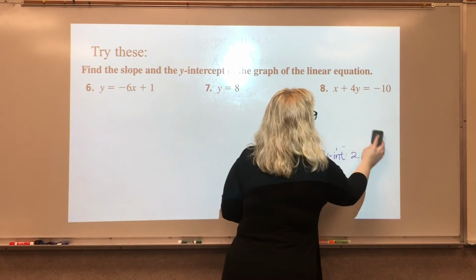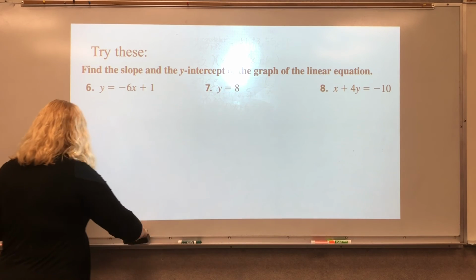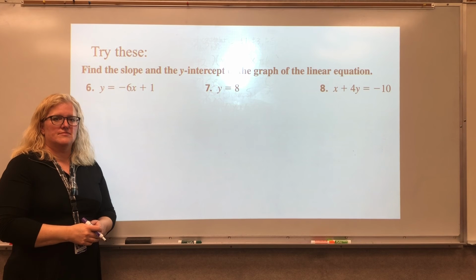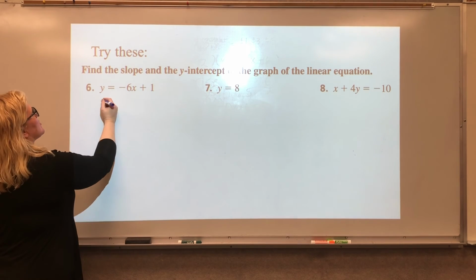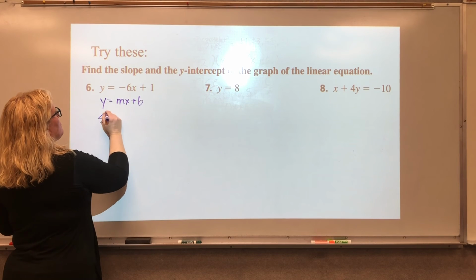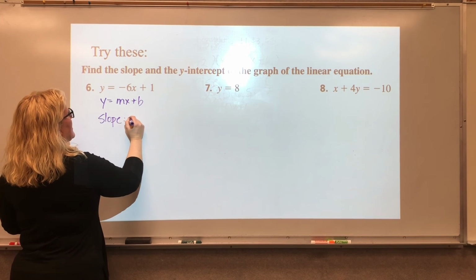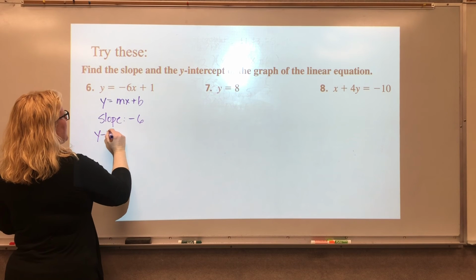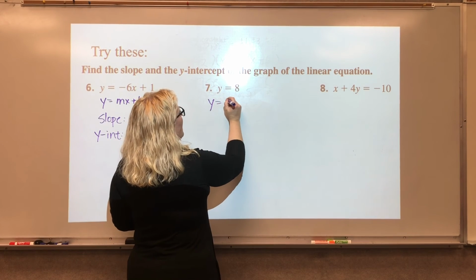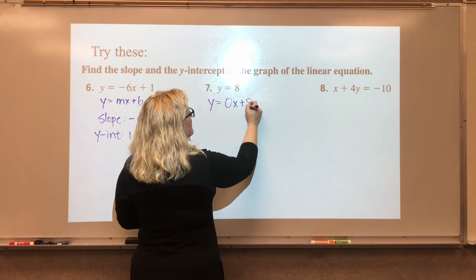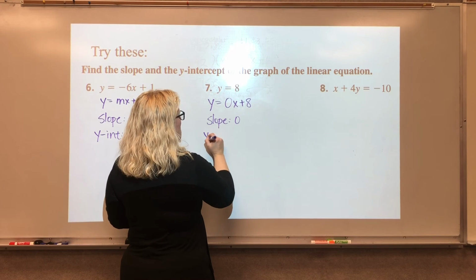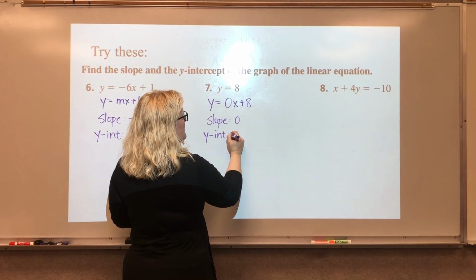Okay, so now I would like you to please try these. And we will, well no, I think I can get these in this video. We'll do it quick, so go ahead and pause. All right, so this one, it's already in y equals mx plus b form. My slope is -6. My y-intercept is 1. This one can be rewritten as 0x plus 8. So my slope is 0, and my y-intercept is 8.